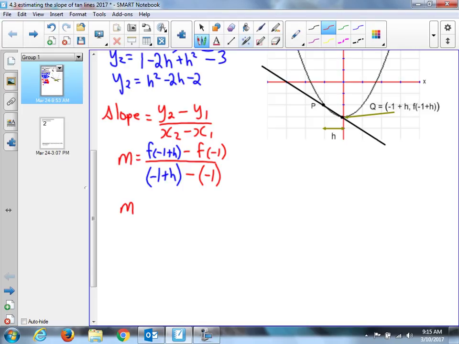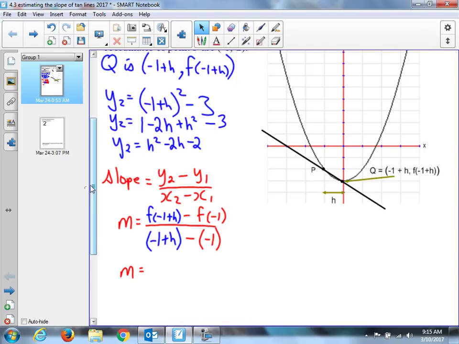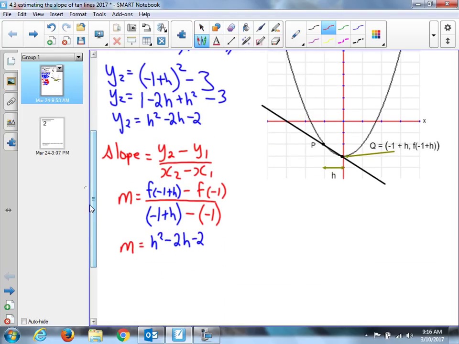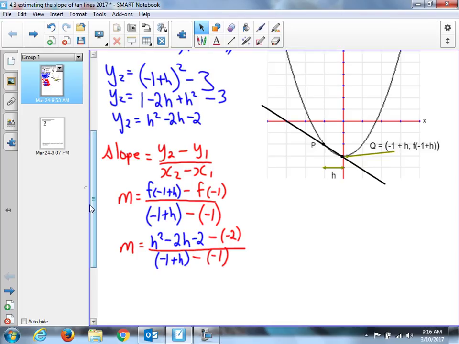So the slope, we can come up with some kind of expression if I put in my h squared minus 2h subtract 2. We have y coordinate of -2, already worked out, subtract -2. Now, I'm not going to do anything to the bottom quite. Normally, you would have worked out and simplified a few things, I think.